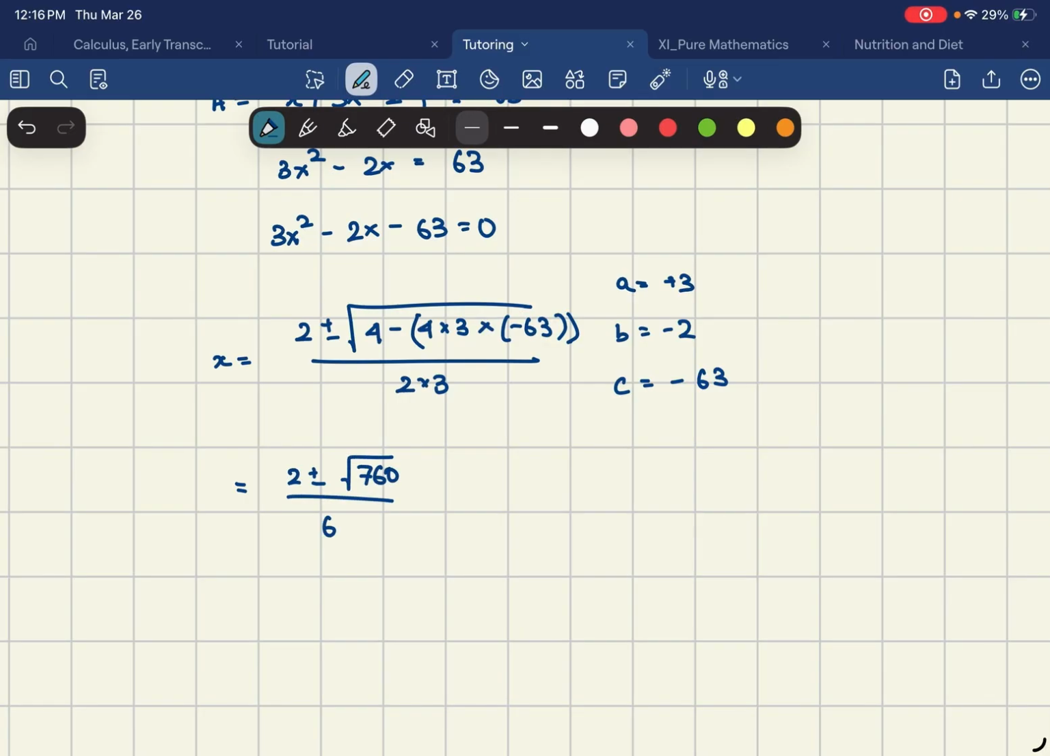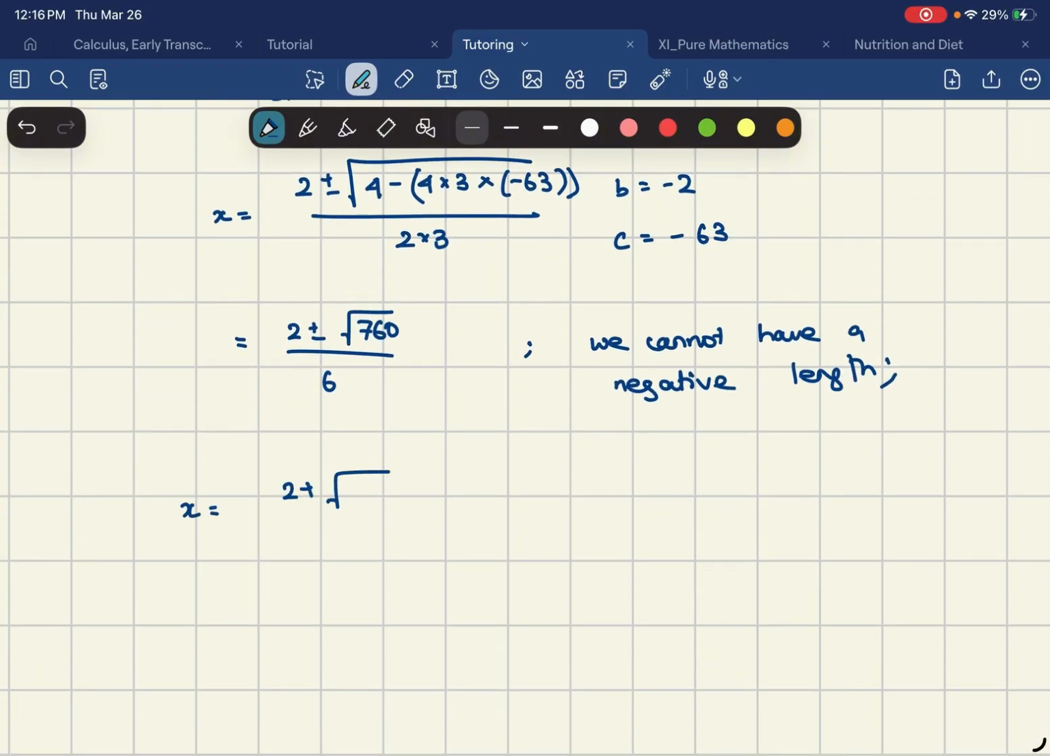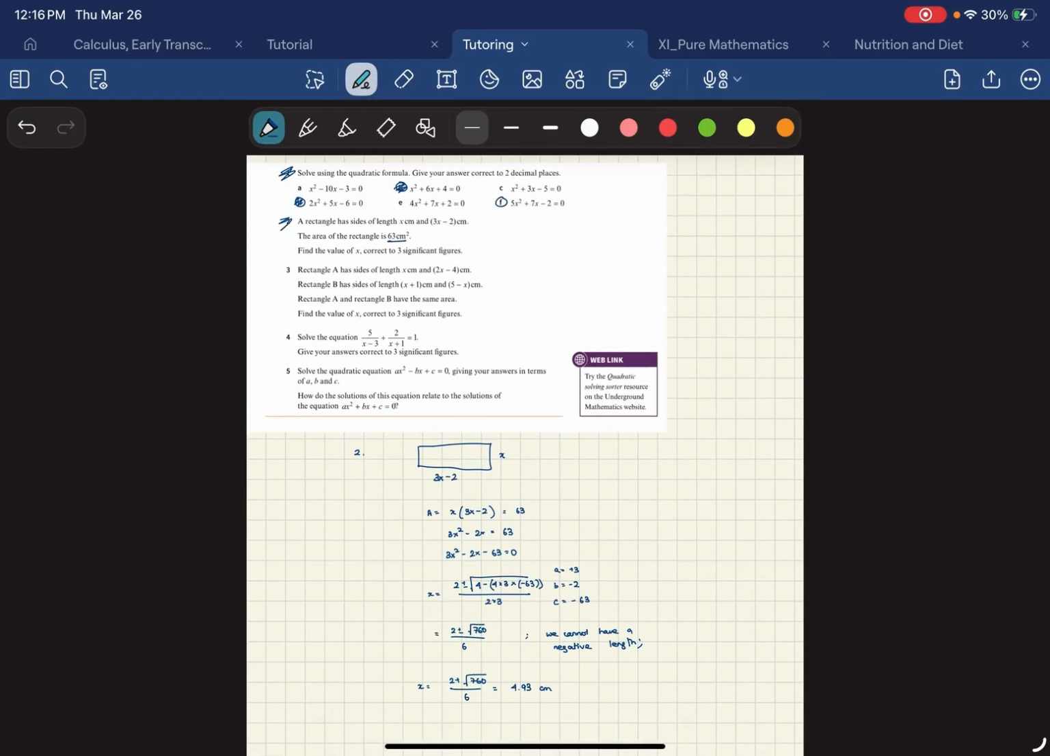So now, let's think about it. We cannot have a negative length because we're talking about lengths and areas. So we only want to consider the positive solution. So x is just going to be 2 plus the square root of 760, divided by 6. When you evaluate, you get 4.93 centimeters. And that is it. So let me just check very quickly. It should be 4.93. And it is.